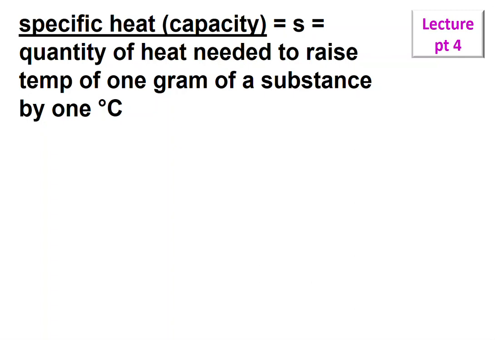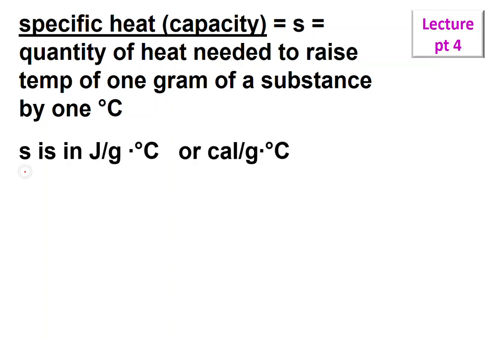Specific heat is a physical property that says how much heat a substance needs to absorb in order to warm up. It also tells you how much heat a substance gives off when it cools. Specific heat, lowercase s, has units of joules for the heat, per gram, the amount of substance, per degree C.